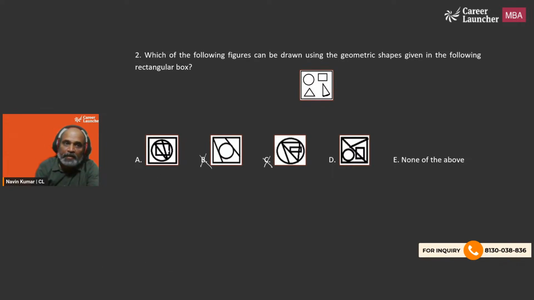Let's look at A. In A, we do see a square, we do see a circle, we do see a triangle, but we do not see the other triangle. So A is also not our answer. D becomes our answer.